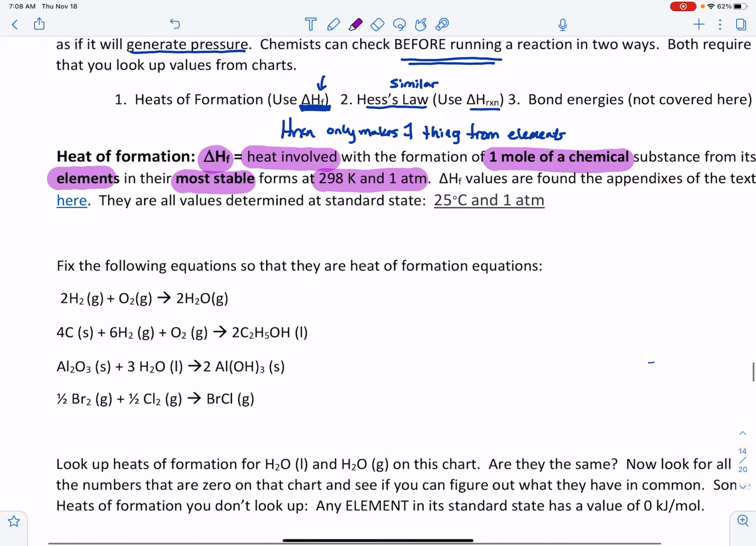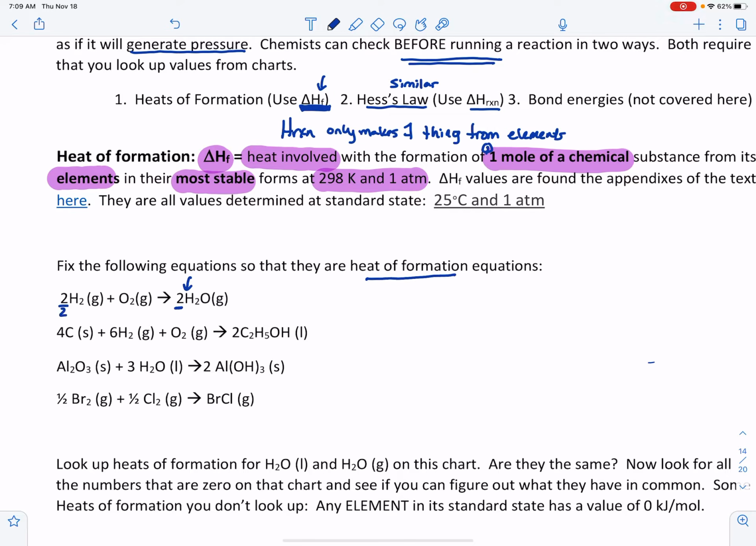So let's work through what we mean by all of these different parts. First we have 1 mole of an element. If you look on the right hand side of these, you have something right here. There's a 2 there, so that's not 1 mole of a substance. If we were going to fix this to be a heat of formation, we would have to make that a 1. And the way you do that is by multiplying everything by 1/2, which is the same thing as dividing everything by 2.